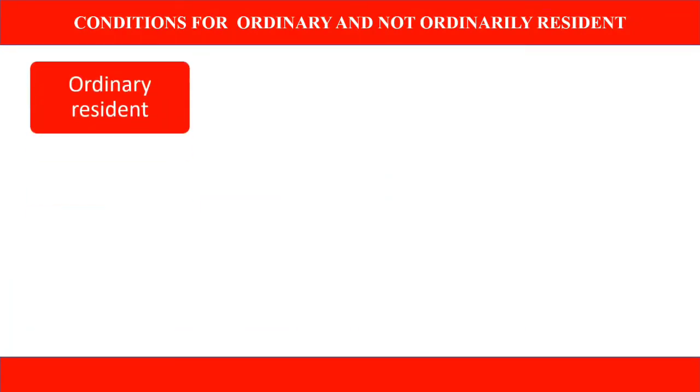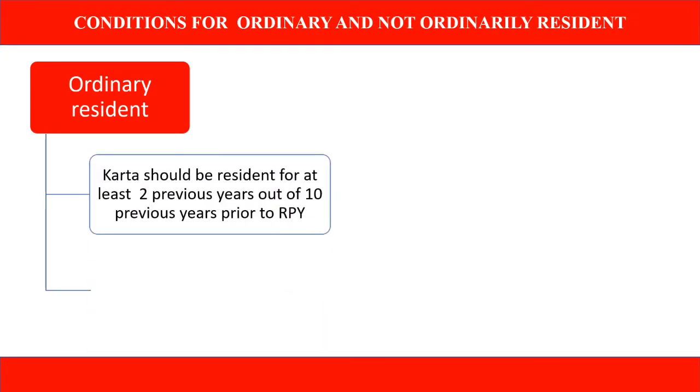It is the Hindu undivided family, in addition to individuals, which has the right of claiming the advantageous position of resident but not ordinarily resident. Now let us see what are the conditions to be satisfied for being ordinary resident and resident but not ordinarily resident. To claim the position of ordinary resident, the Karta has to satisfy two conditions which are applicable for an individual too.